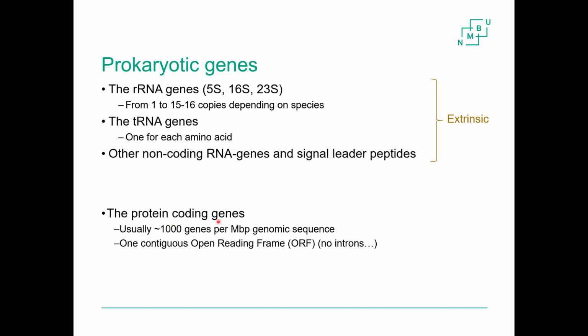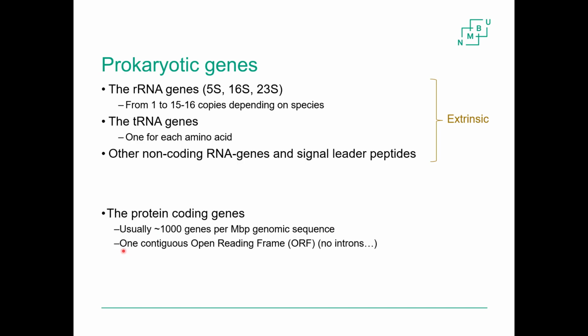However, the protein coding genes are different. First of all, there are many, many more of them. This is the vast majority of the genes. The others are only a few, like 3 of this one, 20 here, and so on. But these are thousands. There are usually around 1,000 genes per megabase of genomic sequence. So if an average bacterium is 3 million base pairs, it has around 3,000 genes.